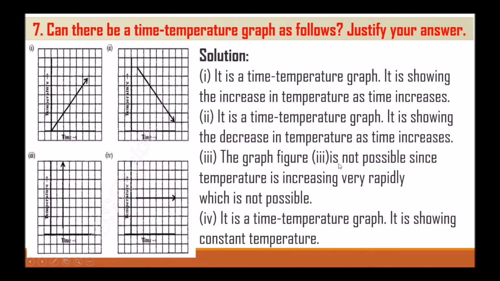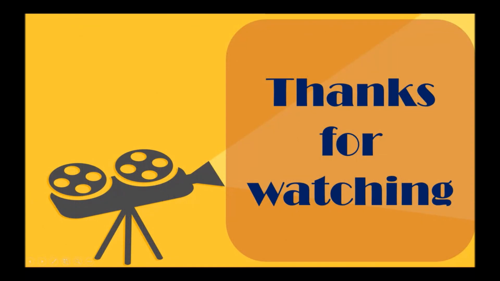Third, the graph figure third is not possible since temperature is increasing very rapidly, which is not possible. Fourth, it is the time temperature graph. It is showing constant temperature. So this was exercise 15.1 of chapter 15 of class 8.